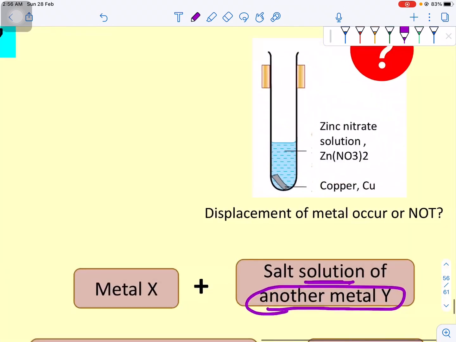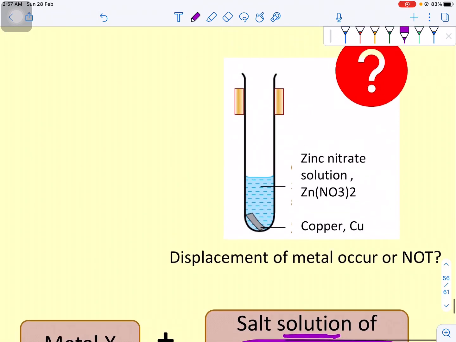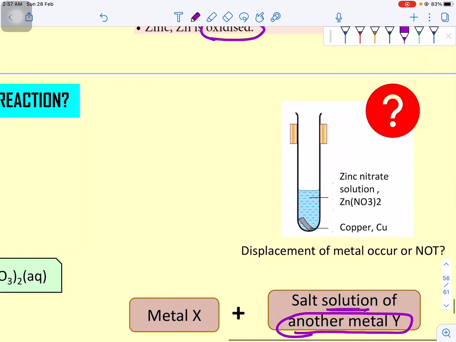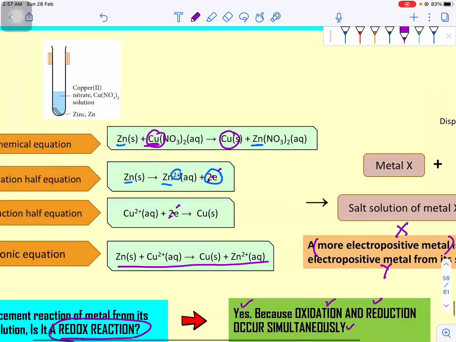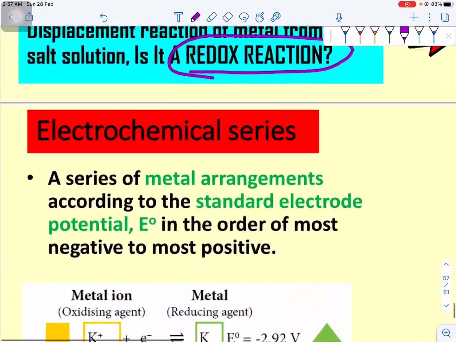Okay, the idea is, can displacement of metal happen between zinc nitrate and copper? Meaning that, is copper able to kick out zinc from zinc nitrate? Okay, so this is the question that we need to answer. To know whether it can or cannot, we need to look at who is more electropositive. So how can we know?